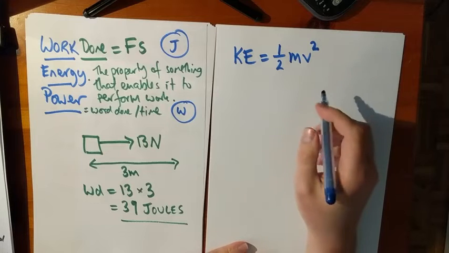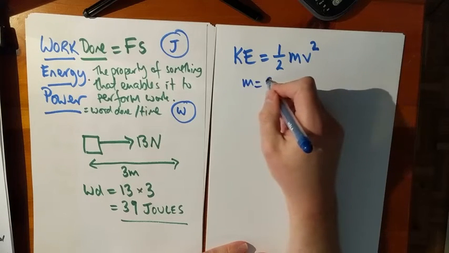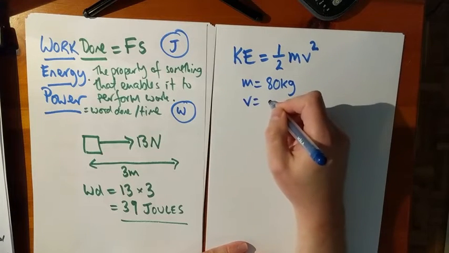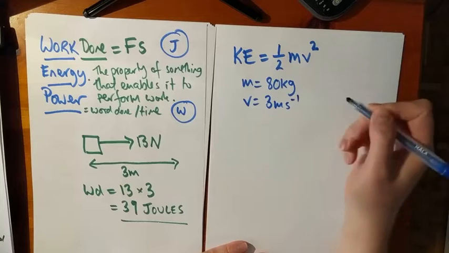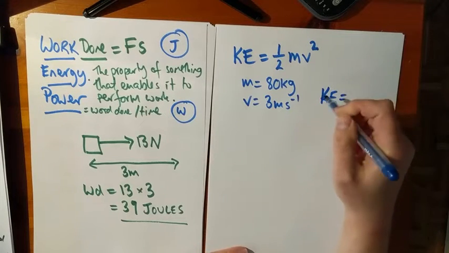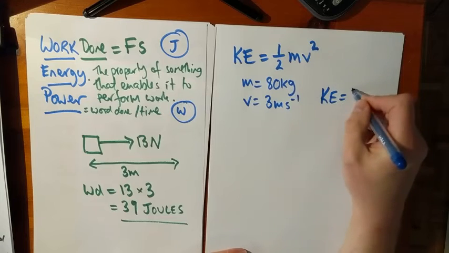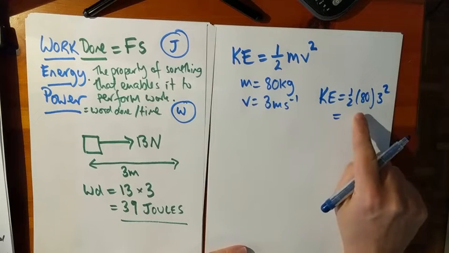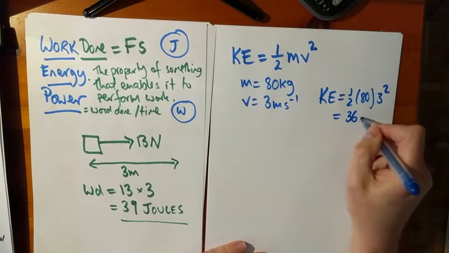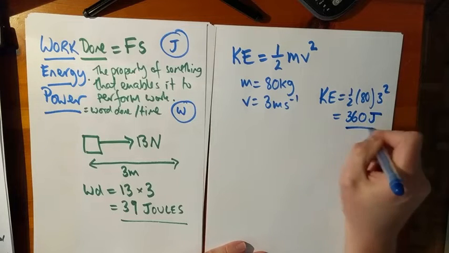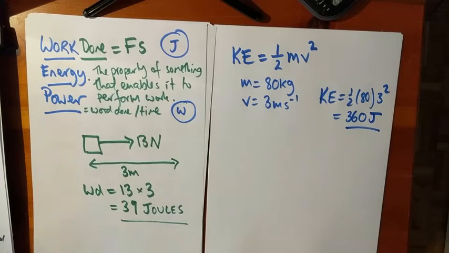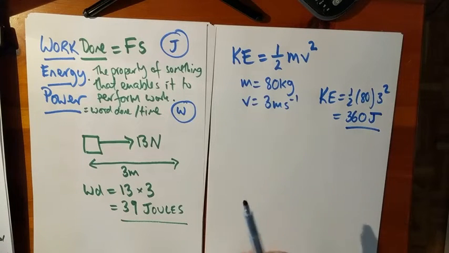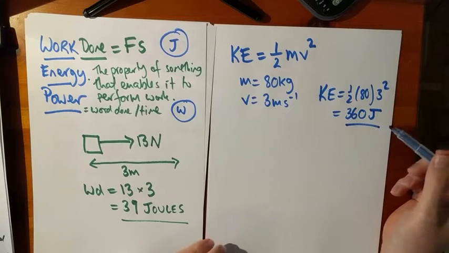So if something has a mass of, let's say, 80 kilograms, could be a person on roller skates, and they're traveling at 3 meters per second, then their kinetic energy is just a half times 80 times 3 squared, which would give us 40 times 9, which is 360 joules. It's interesting to compare the amount of joules in different things. So this person who's moving, not too fast, 3 meters per second, they've got an energy of 360 joules.